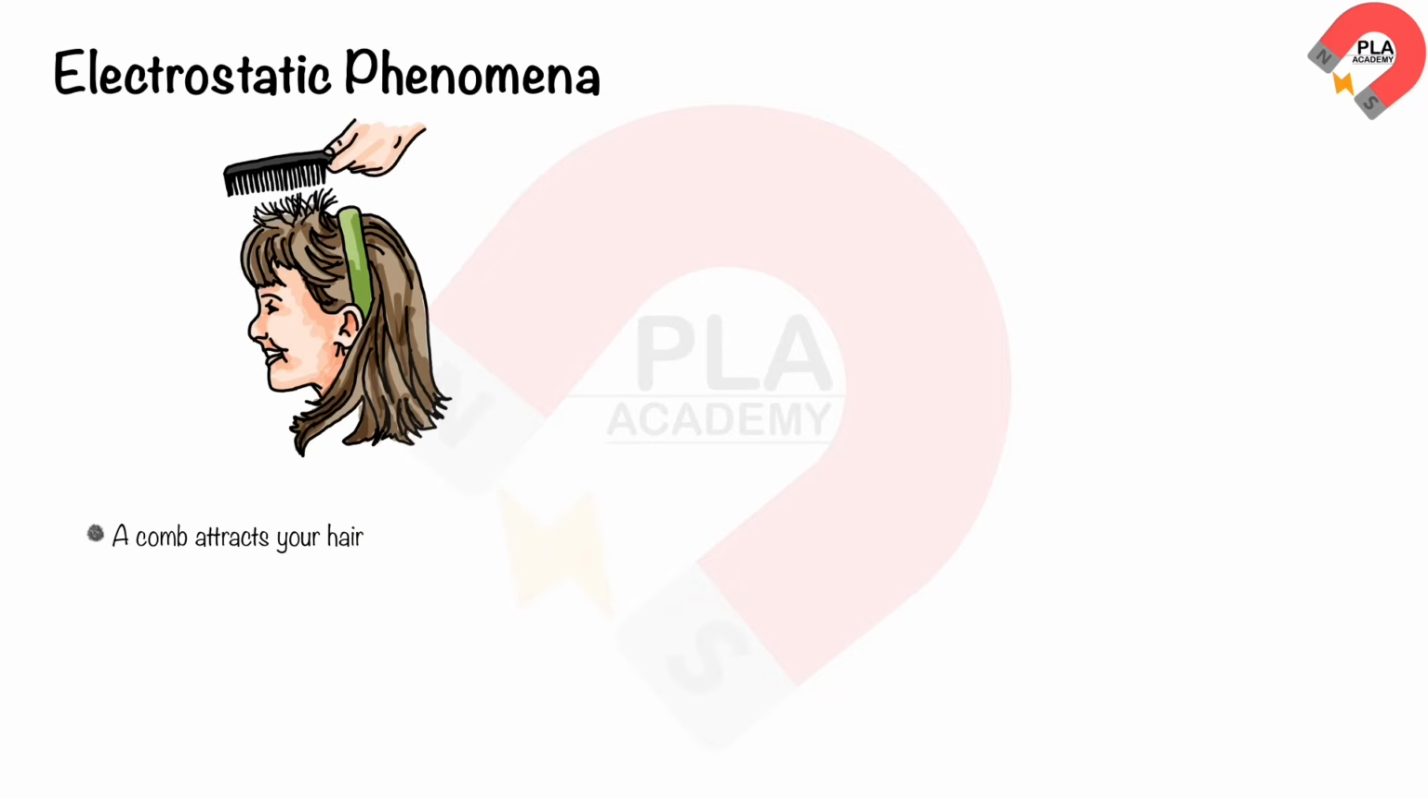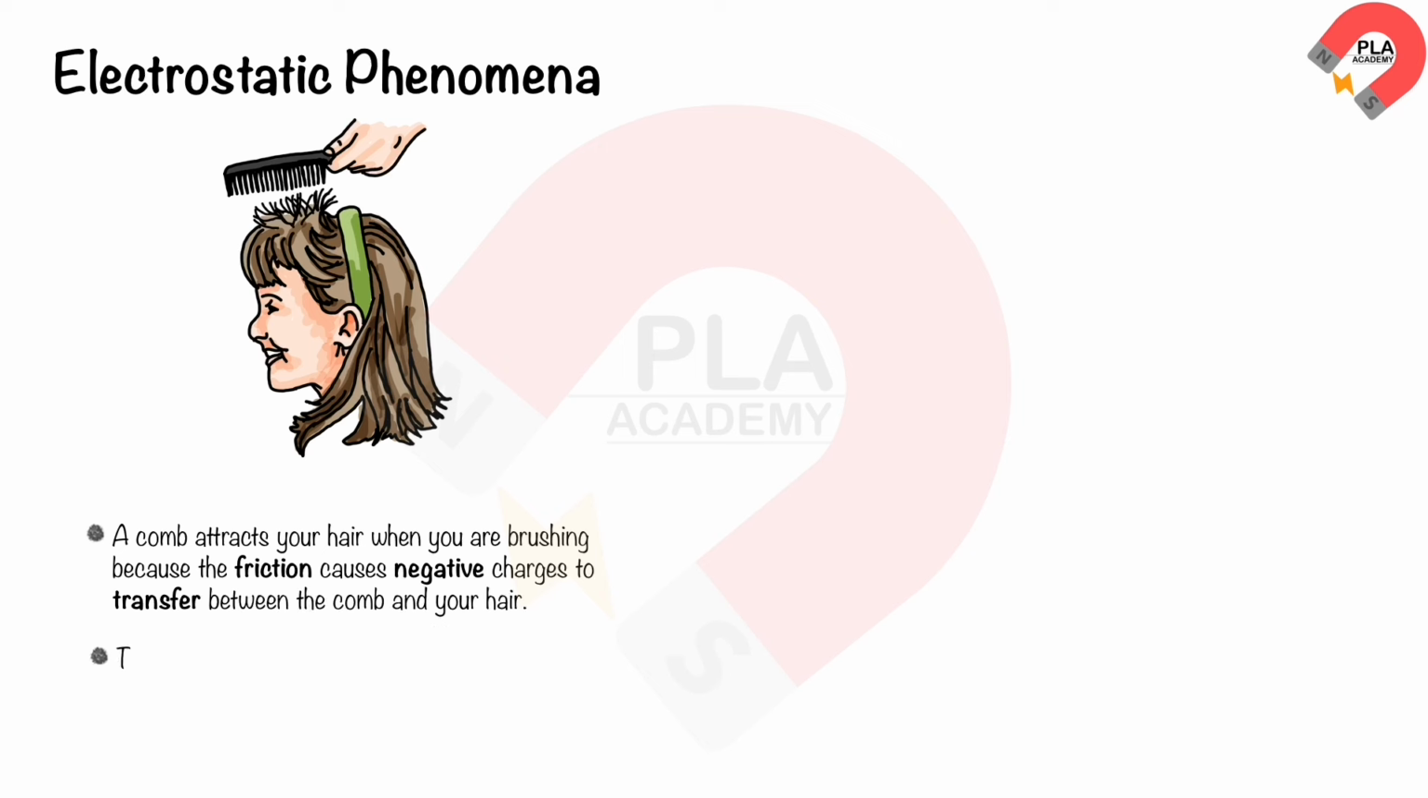A comb attracts your hair when you are brushing because the friction causes negative charges to transfer between the comb and your hair. The comb and hair become oppositely charged, which is why they are attracted together.